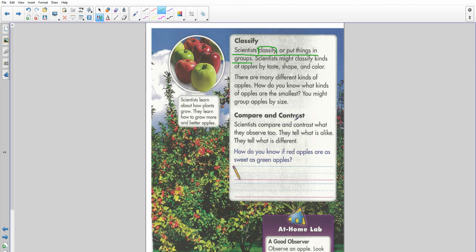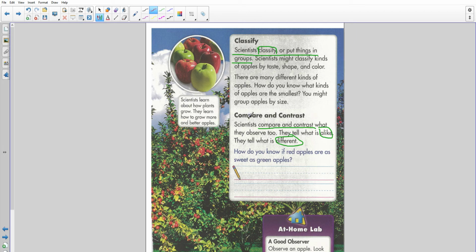Scientists compare and contrast what they observe too. They tell what is alike and what is different. Please go ahead and underline these two words, compare and contrast. Then I want you to circle the word alike and different. Now, friends, this is important. When you compare, it's how they're alike. When you contrast, it's how they're different.